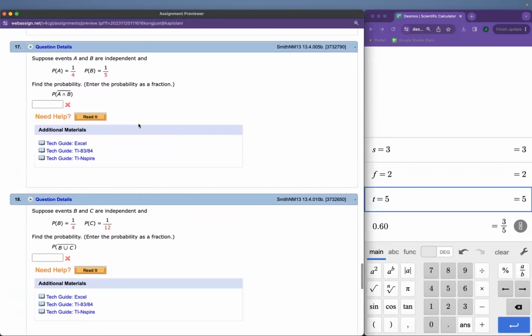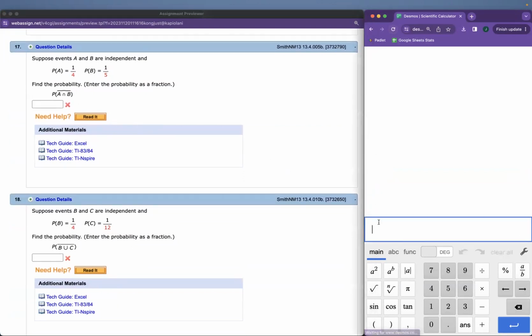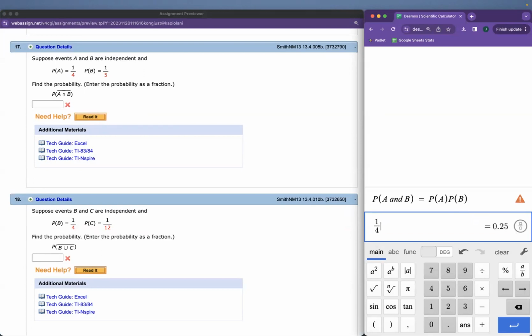Okay, number 17. Suppose events A and B are independent. Probability A is 1/4. Probability of B is 1/5. If events are independent, that means the probability of A and B is just simply the probability of A times the probability of B. Since they're independent, I don't have to worry about the given A part. So what's that then? It's going to be 1/4 times 1/5. That's 0.05, or if you like 1/20th.